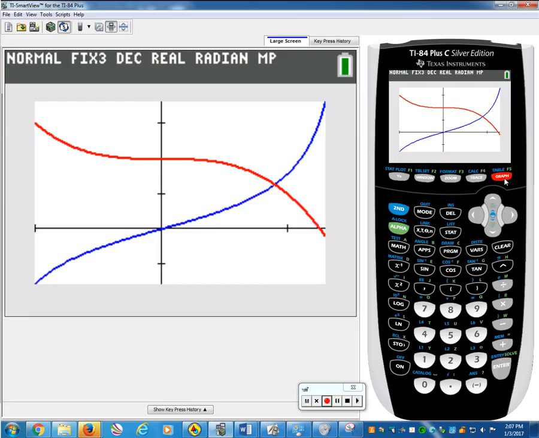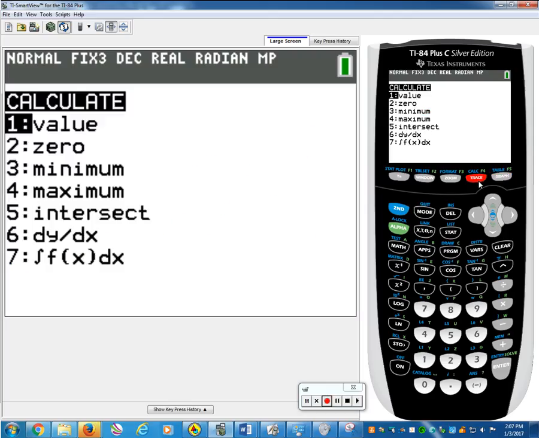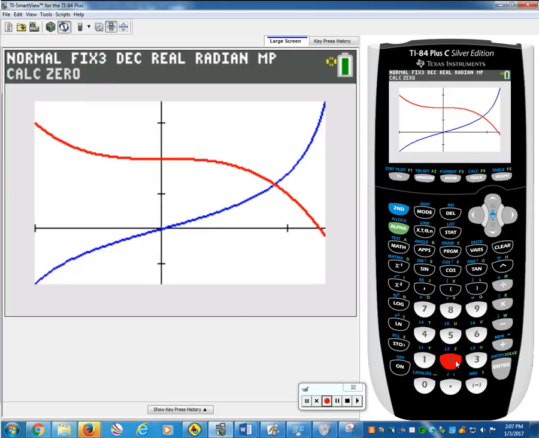So back to the graph. We also need this point. That one's a 0, so you find it by using the calculator again. Second, trace, 0. I gotta make sure I'm on the right curve here. I'm on the wrong curve. If you're on the wrong curve, the up and down arrow will move you from curve to curve.